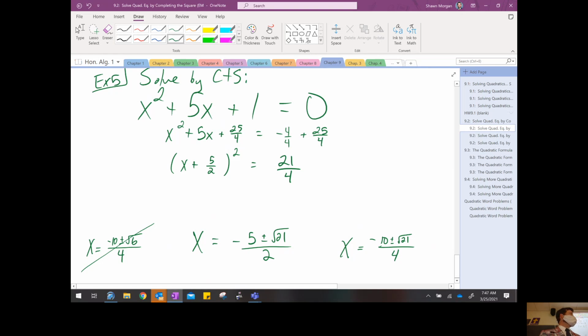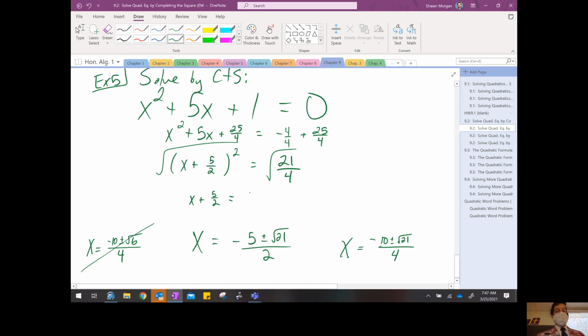Now, what do I do to both sides? Square root method, right? So we take square root of the left, square root of the right. All right, so we got x plus 5 halves equals, don't you dare forget it. What goes in front? Plus or minus.